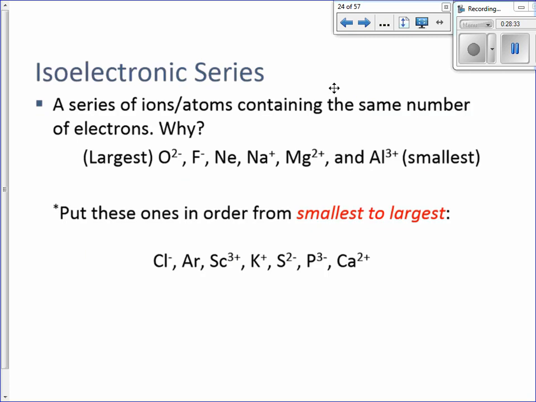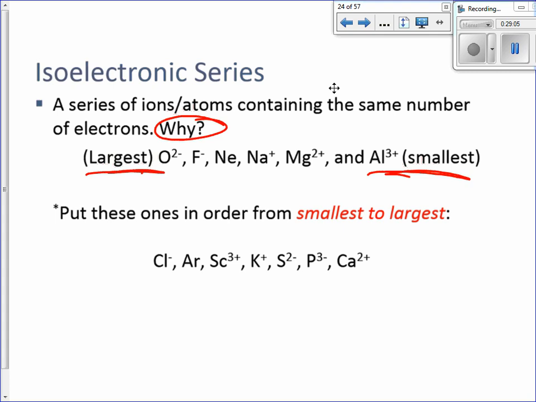All right, isoelectronic series, I promised we'd come back to this. Here we are. A series of ions and atoms that contain the same number of electrons. Now, over here, oxide is the largest, whereas aluminum would be the smallest. And I want you to tell me why that is. Why would that happen that way? Why is oxide the largest out of those? What do we have going on there?